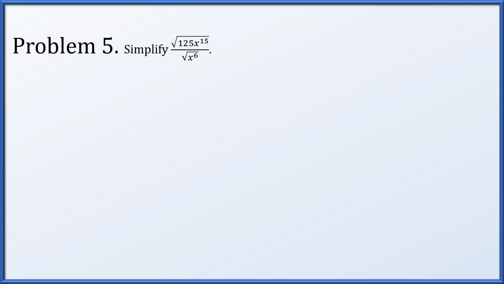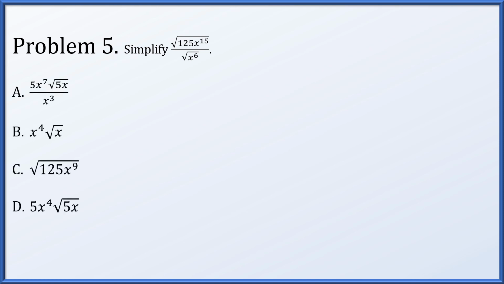In problem 5, we're asked to simplify the square root of 125 x to the 15th divided by the square root of x to the 6th, and we're given four options that might be the simplified version. So first I'm going to take that numerator of the square root of 125 times x to the 15th and split those off as two radicals. I just want to deal with the variables and the constants separately.